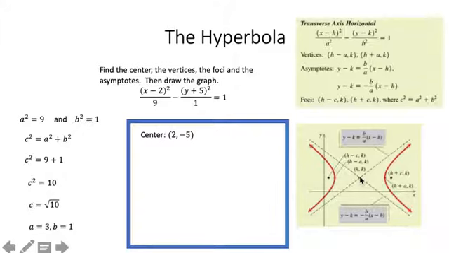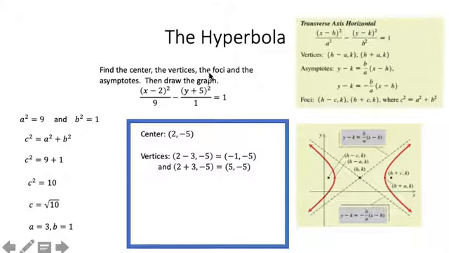Then you're going to go to the left a units and to the right a units. In this example, a is 3. So we're going to subtract 3 from 2, and we're going to add 3 to 2. So the vertices are at (-1, -5) and at (5, -5).